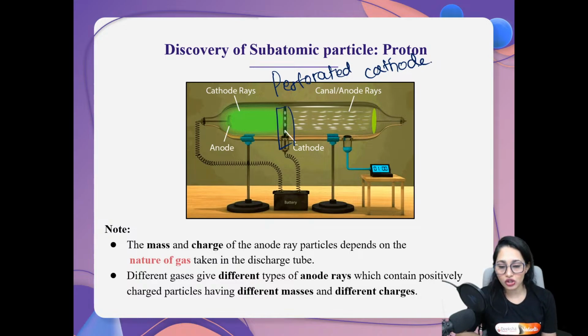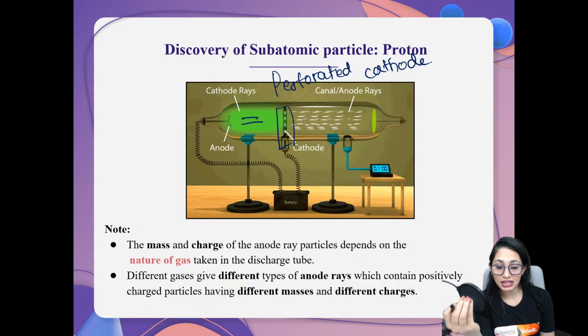The mass and charge of anode ray particles depend on the nature of the gas taken in the discharge tube. Whichever gas is taken inside the discharge tube, the mass and the charge of the anode ray is going to depend on the nature of the gas.